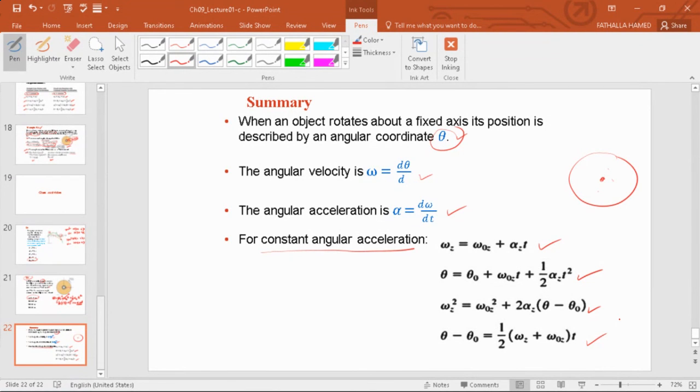And this is basically the end of today's lecture. Any questions on these? In the next lecture, we'll try to relate linear motion to rotational motion. Okay. Is this clear? Any questions on these? Good.